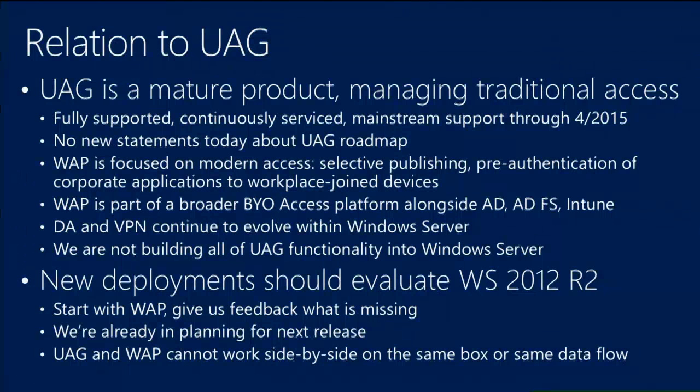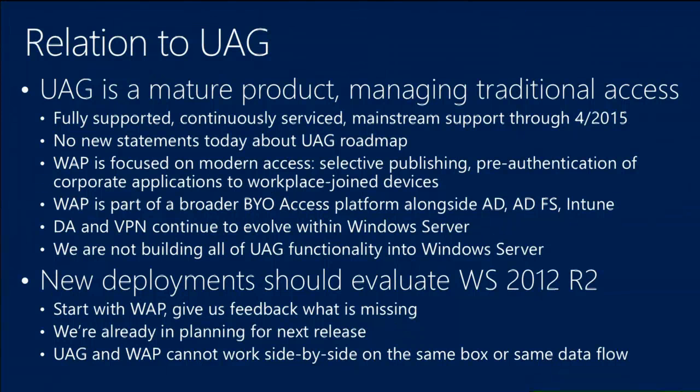DirectAccess and VPN continue. UAG has those, but we took a decision to really build those in Windows also, and we did that in the previous release, in Windows Server 2012 Gold. They're there. We're continuing to evolve them outside of the Web Application Proxy. There's new value in VPN, specifically in 2012 R2. You're going to see things like application-triggered VPN clients and things like that.